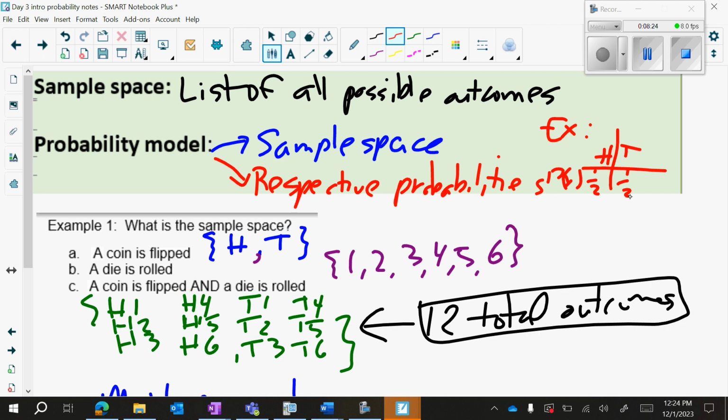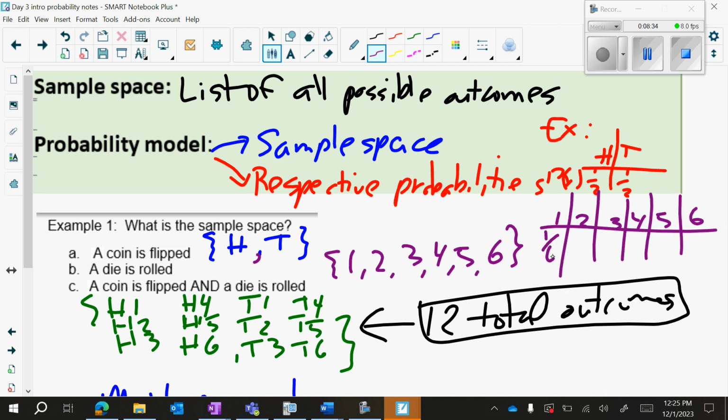Similarly, I could list the die roll, and that would be the outcomes 1, 2, 3, 4, 5, and 6. And then I can list their respective probabilities, 1 out of 6, 1 out of 6, 1 out of 6, etc. And these are going to total up to 6 out of 6, which is 1 whole. These are all called equally likely because it's equally likely that I could get a 1 out of 6 or 2 out of 6 or 3 out of 6, etc.